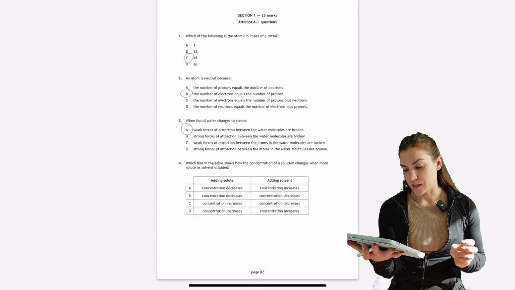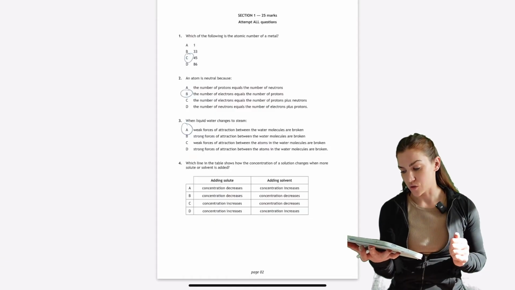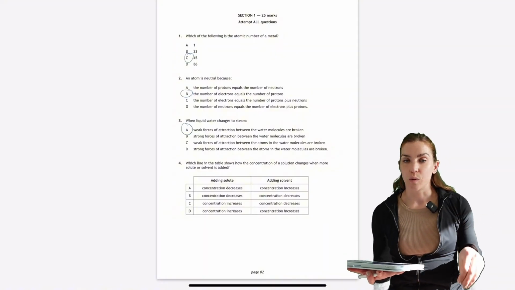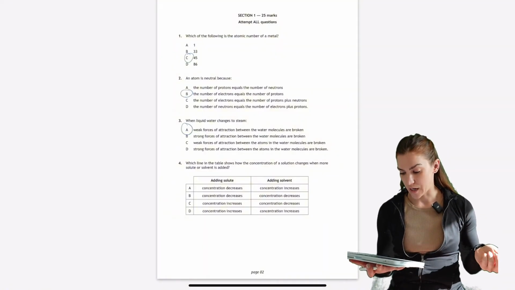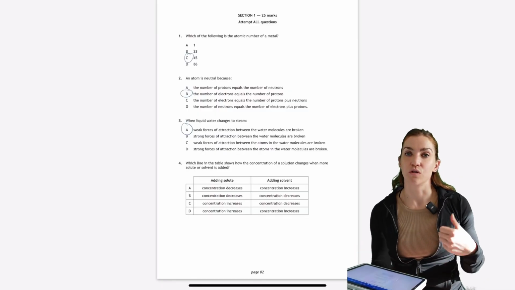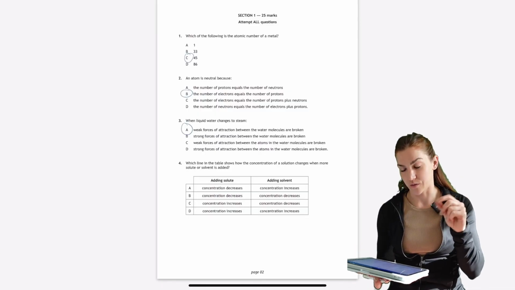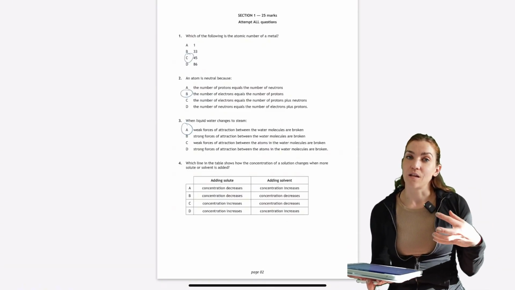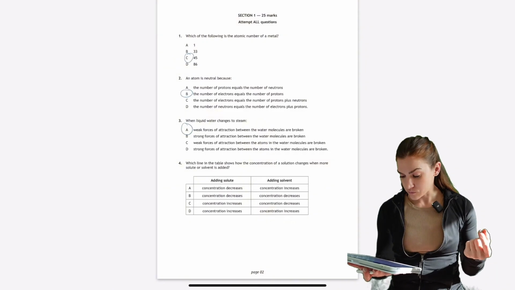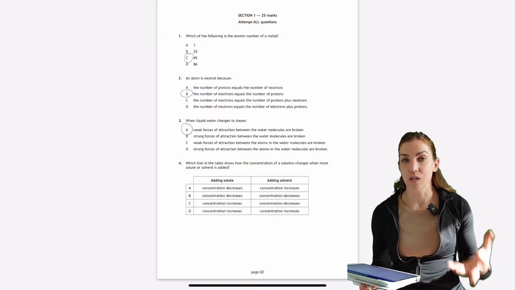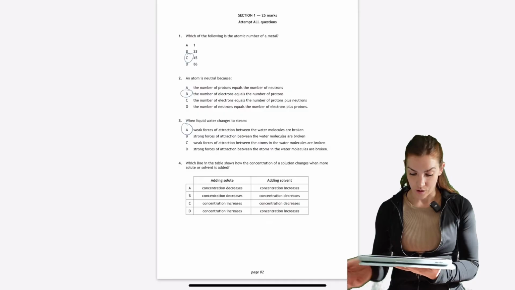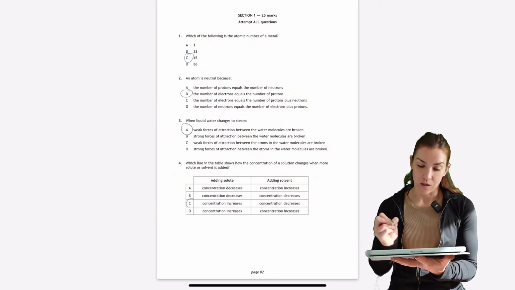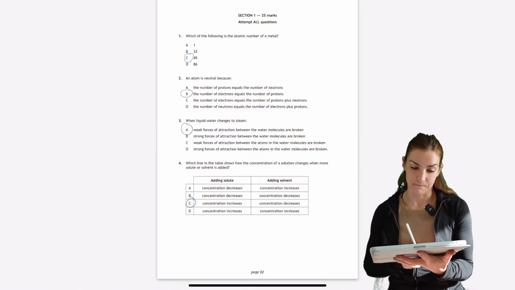Question 4, which line in the table shows how the concentration of a solution changes when more solute or solvent is added? The solute is the stuff you're dissolving. So if you add more solute, your concentration is going to increase because you're putting in more of the stuff that you're dissolving. The solvent is the thing you're dissolving your substance in. So if you add more of that, you're going to decrease the concentration of your solute. So as you add solute, the concentration will increase. As you add solvent, the concentration will decrease.